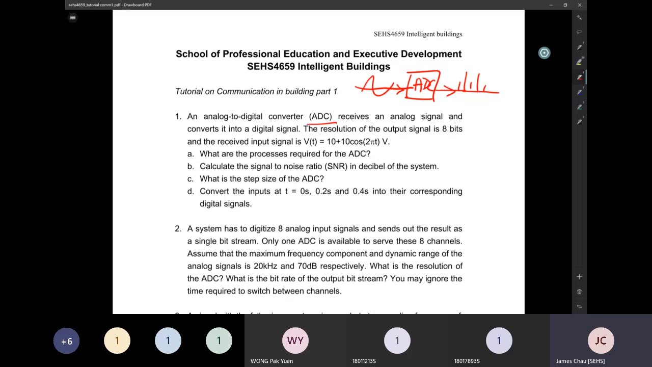this device. And the first question, part A, what are the processes required for ADC? Remember that we have 2 processes. The first one is sampling. Okay. And the second one is quantization.